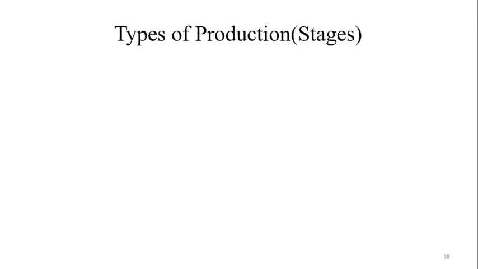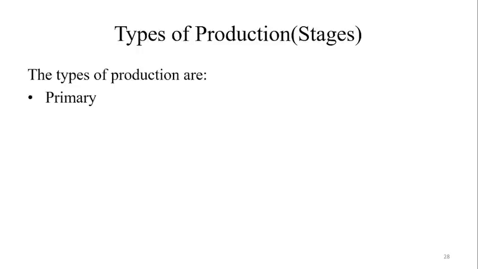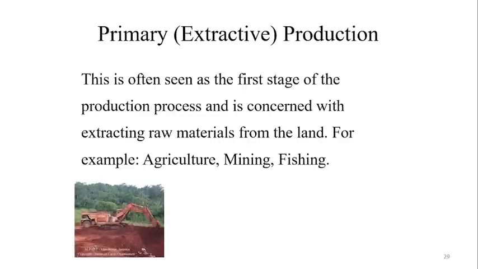And now we have types of production. Types of production, and I have in brackets here the stages. So types of production is the same as the stages of production. We have three stages or types: primary, secondary, and tertiary. Pretty simple. So the primary stage of production is also called the extractive stage. The word extractive comes from the word extract, which means to take out.